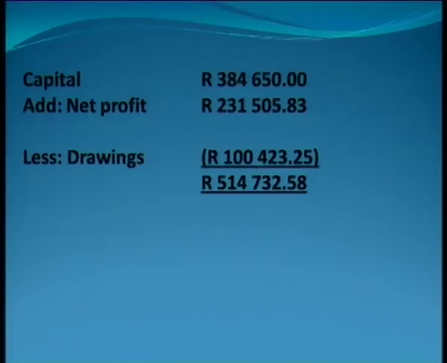Then we add our net profit, which we have also calculated in 1.5, which is 231,505.83, less your drawings of 100,423.53. Your drawings is also provided in your balance sheet section. So your total is then 514,732.58. You will see that this method's calculation of your owner's equity and the previous method is the same. Which means that you have calculated your owner's equity correctly.